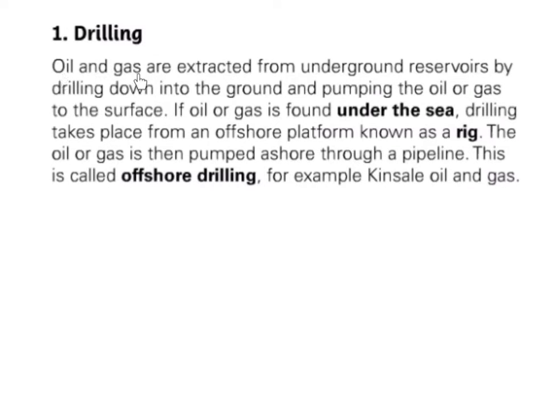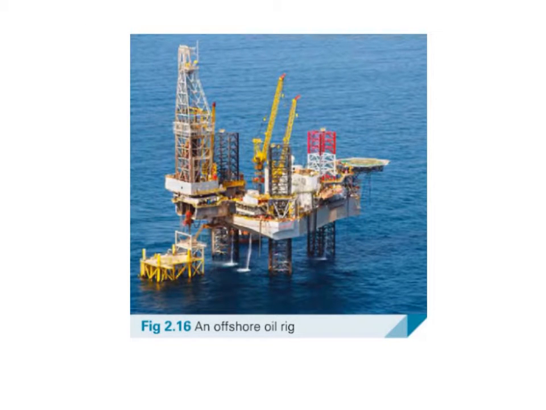Drilling. Oil and gas are extracted from underground reservoirs by drilling down into the ground and pumping the oil or gas to the surface. If oil or gas is found under the sea, the drilling takes place from an offshore platform known as a rig, an oil rig. The oil or gas is then pumped ashore through a pipeline. This is called offshore drilling. For example, the Kinsale oil and gas. So this is a photograph of an offshore oil rig.